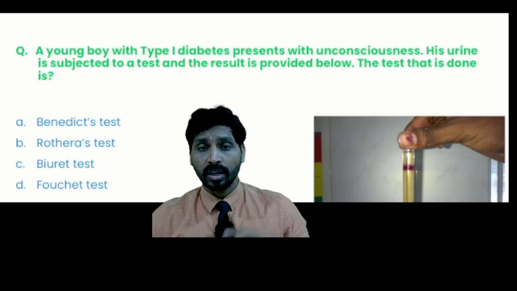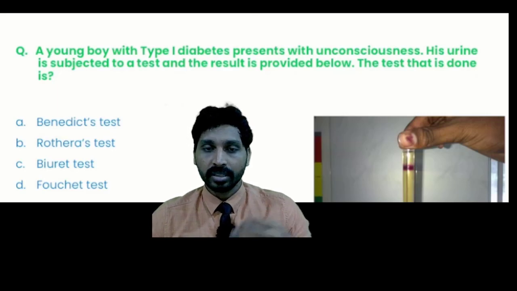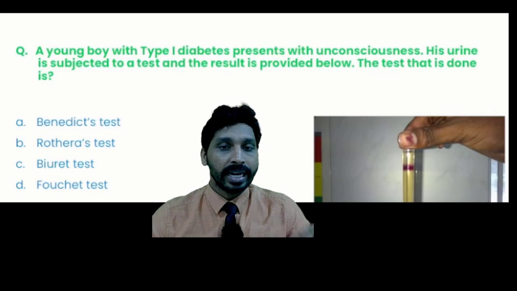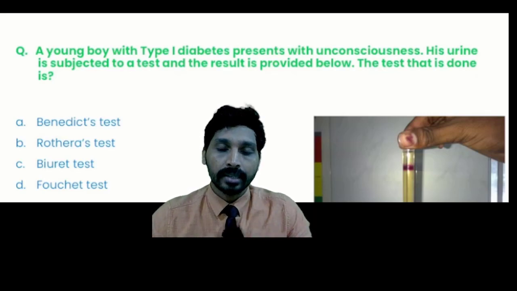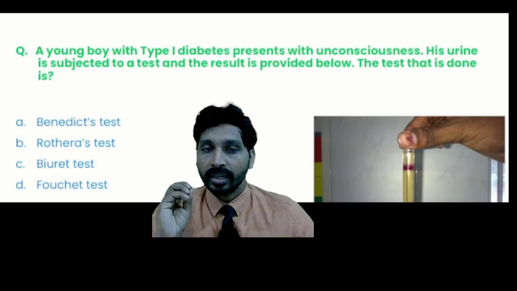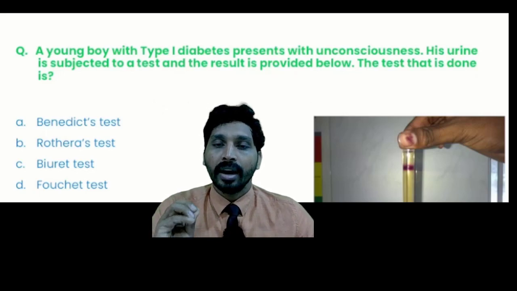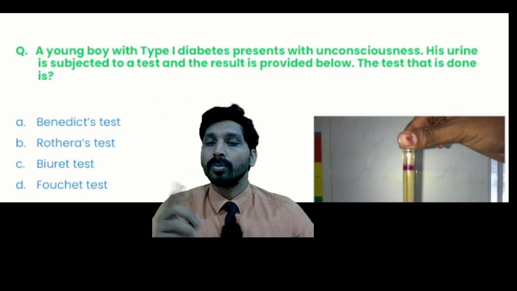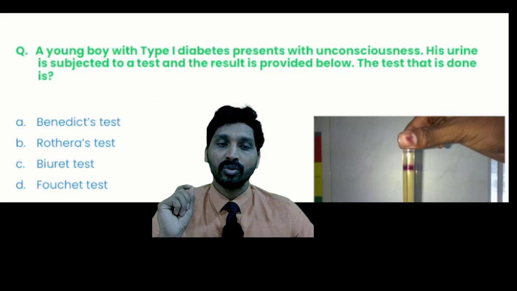So Benedict's test is purely for reducing sugar. The person is diabetic, so obviously the Benedict's test will be positive. But here they didn't show you the Benedict's test, they showed you the Rothera's test. In Rothera's test, when ketone bodies are there in the urine, they react with the Rothera's reagent to show a purple colored ring. So that's what we got in the image.